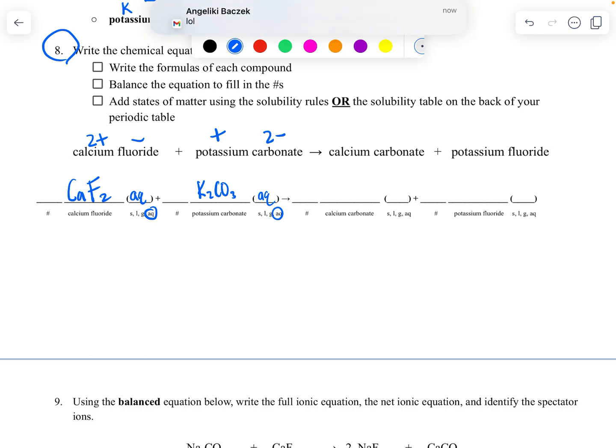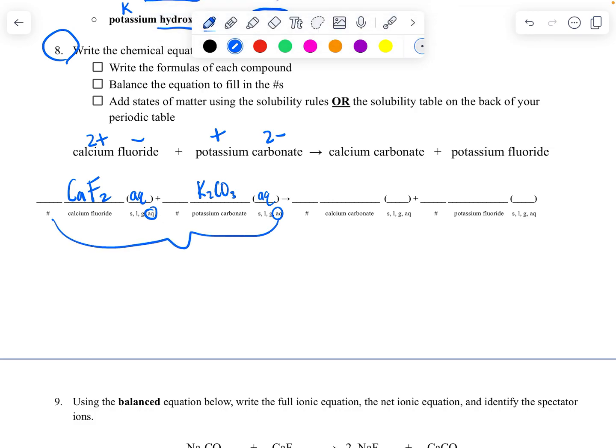Also, a quick note of reminder, these reactants are always going to be aqueous. Okay, that's the whole point of these questions, right? We have 2 aqueous solutions. When we combine them, what do we get? Do we get solids or do we not get solids? That's the whole point of these precipitate questions, right? So just keep that noted.